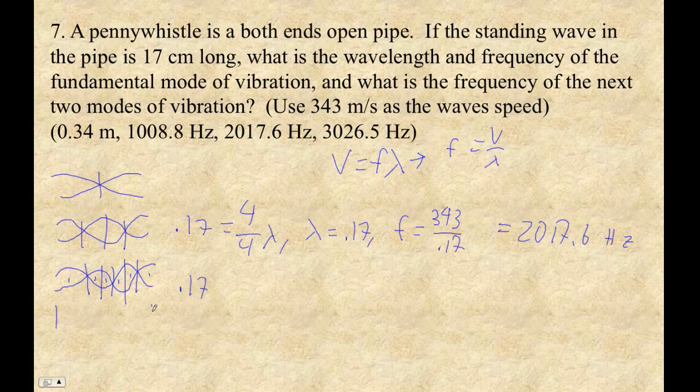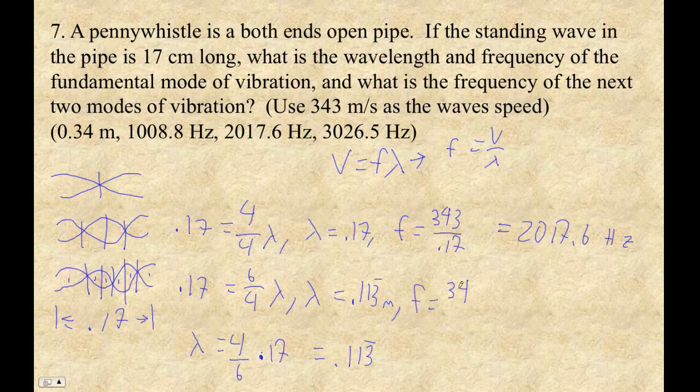Okay, and then we can do the same thing here. 0.17, which is this length here. My terrible artwork. Okay, 0.17 is that length, right? That equals 1, 2, 3, 4, 5, 6 quarter wavelengths, right? So lambda is going to be 4/6 of 0.17, right? So 0.17 times 4 divided by 6 is 0.113 repeating meters, right? And then the frequency would be 343 divided by 0.113 repeating.